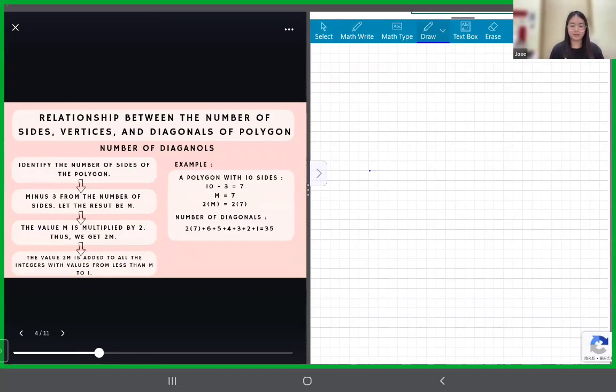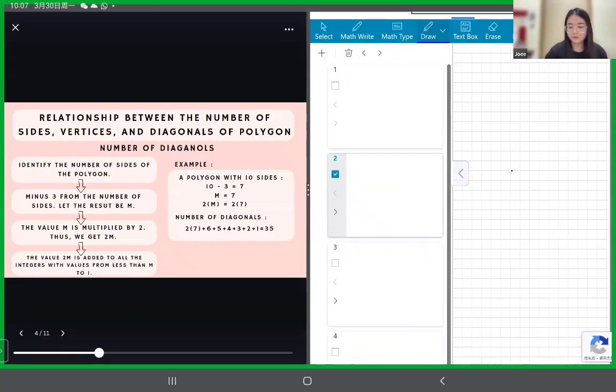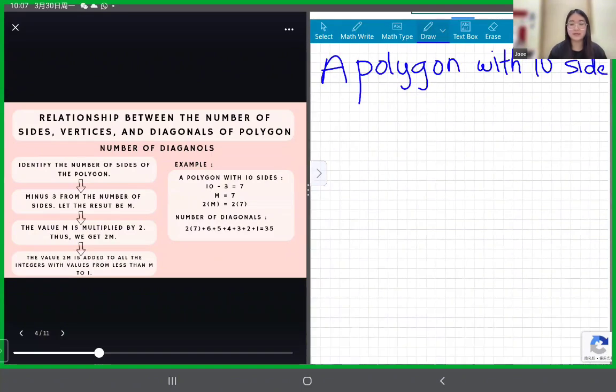So now we will do it together. The first thing you need to do is identify the number of sides of the polygon. For example, now we want to find the number of diagonals for a polygon with 10 sides. We already know we have 10 sides. Second, you need to minus 3 from the number of sides. Let the result be m. No matter how many sides you have, you must minus 3 first.